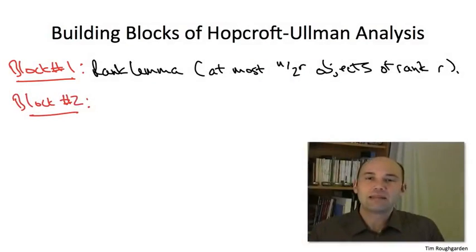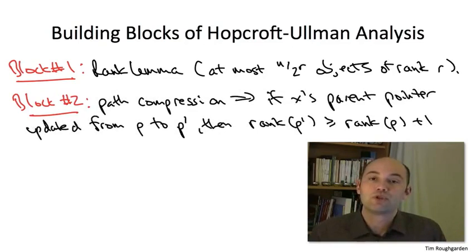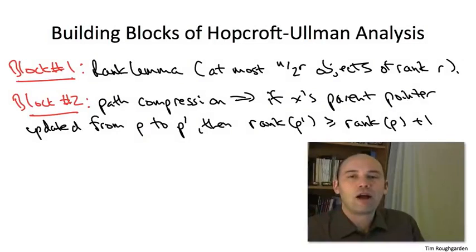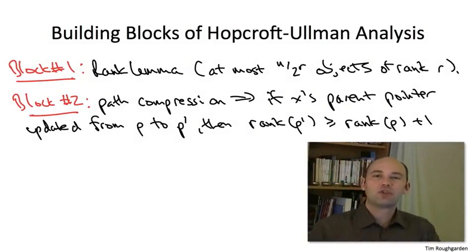But of course, we needed a second building block to exploit the fact that we were using the path compression optimization. So how did we quantify the progress made by path compression? Well, we argued that every time a node has its parent pointer updated in path compression, it acquires a new parent with strictly larger rank. So you can think of the Hopcroft-Ullman analysis as a clever and essentially optimal exploitation of these two building blocks. How did we use them?